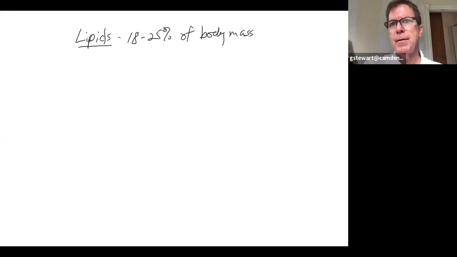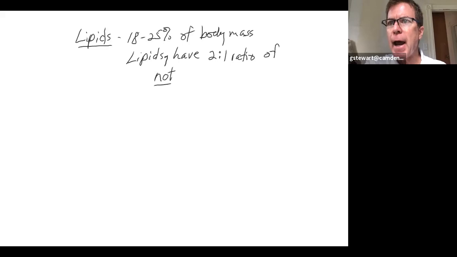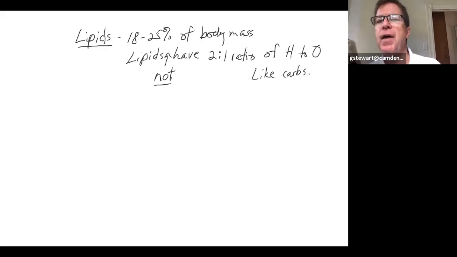So lipids have what's called a 2-to-1 ratio. That's supposed to be a colon. A 2-to-1 ratio. Sorry, I was thinking of carbs. Lipids do not have a 2-to-1 ratio of hydrogen to oxygen like carbohydrates. I'm going to explain the significance of that.